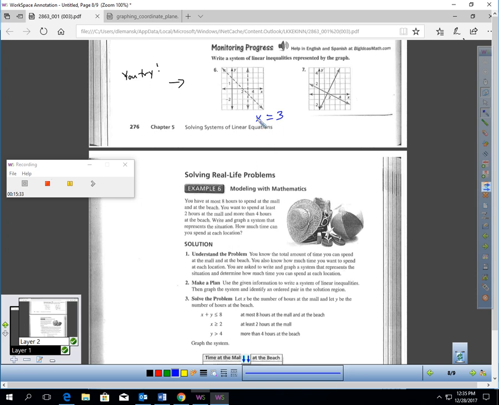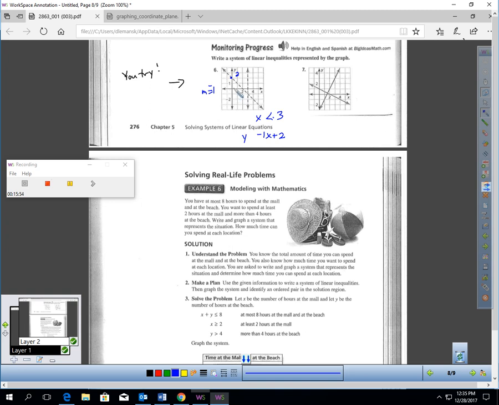But I am shading left of that, so I would want x is less than 3. There's my first inequality. Now let's get the second one. I have a y-intercept of 2, and it looks like my slope is down 1 over 1. So my next inequality would be y less than negative 1x plus 2.